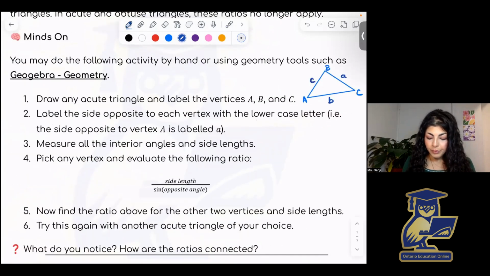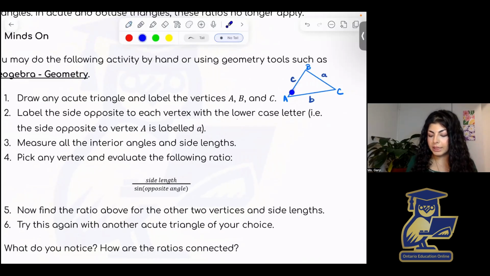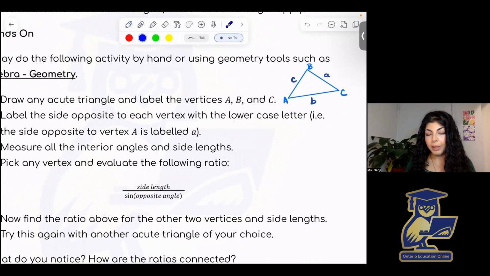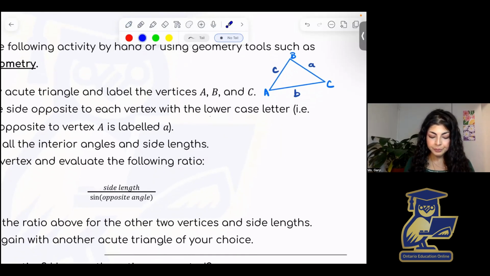Now, you're going to use the tool, or again, if you're drawing by hand, to measure all of these side lengths and these angles. So if you are using the GeoGebra tool to measure this angle, you would select the measure angle option, and then you would select BAC to form this angle here, and it will show you the measurement there. And you will do that for all of these side lengths and the angles.